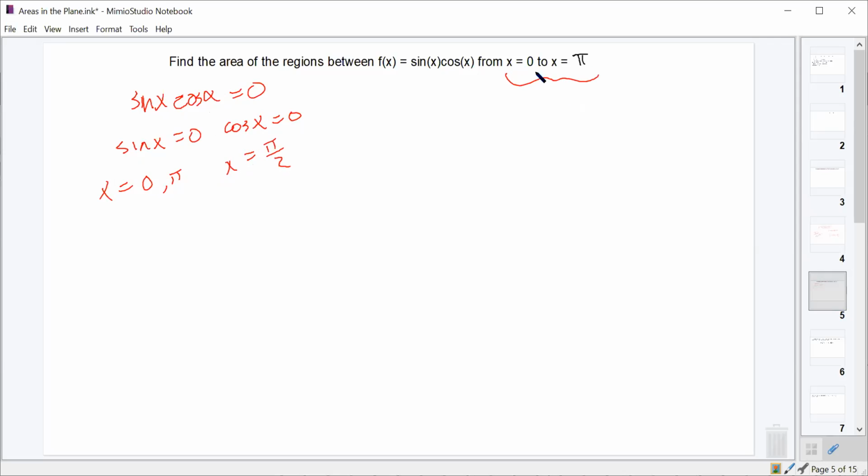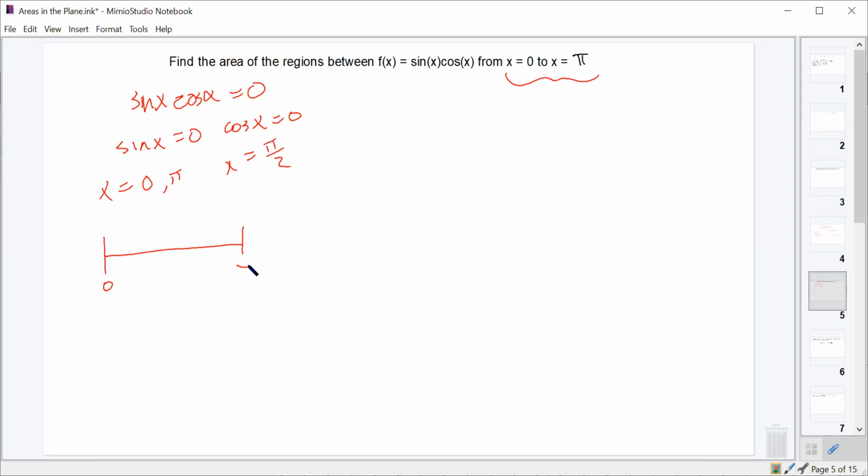I'm only looking on the interval from 0 to pi. So those are the only three values we get between 0 and pi, including 0 and pi. Well, since these are our endpoints, we're less concerned about these. We know it might cross through at pi over 2.